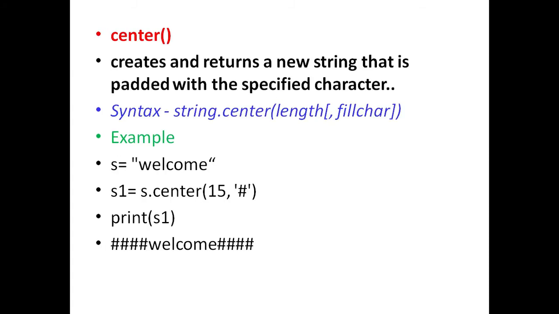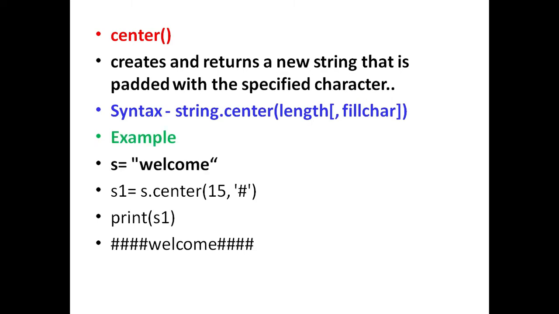Next is center. This function creates and returns a new string that is padded with a specified character. General syntax is string dot center, length and fill character. For example, if s equal to "welcome" and s1 equal to s dot center 15 and hash character, it will print a new string with length 15, and the first 4 and last 4 are replaced with hash.